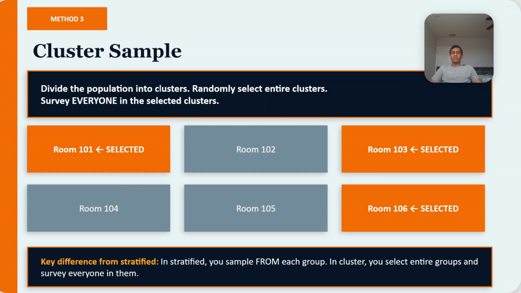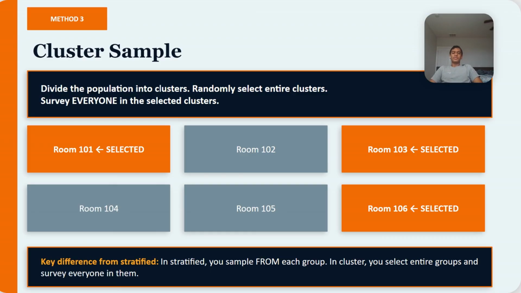The next method is the cluster sample. This one is frequently confused with stratified, so pay close attention. Divide the population into groups called clusters. Randomly select some of those clusters, then survey every single person in those selected clusters. For example, a school with 30 classrooms. You randomly select 6 rooms. You survey each student in those 6 rooms. Not a sample from within, but everyone.